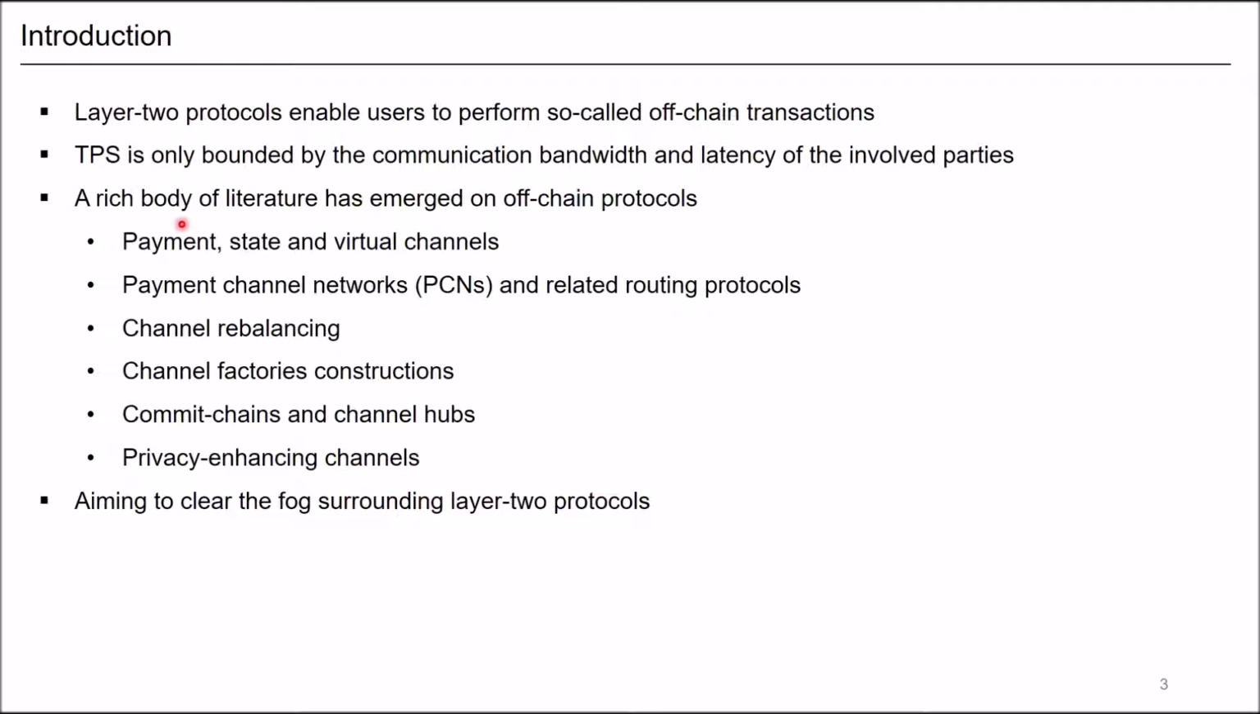A rich body of literature has emerged on off-chain protocols, proposing payment, state and virtual channels, payment channel networks, PCNs, and related routing protocols, channel rebalancing, channel factory constructions, commit chains and channel hubs, and privacy-enhancing channels. This paper aims to clear the fog surrounding layer 2 protocols.